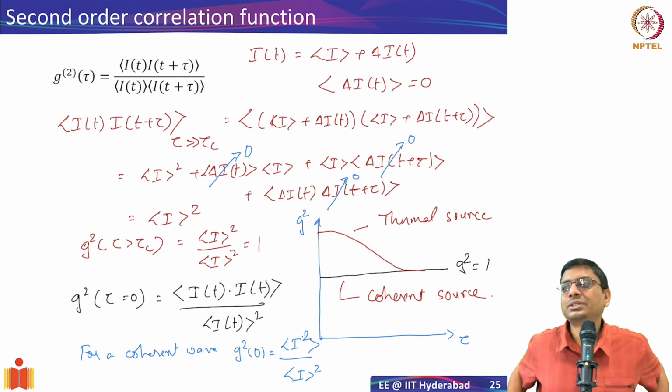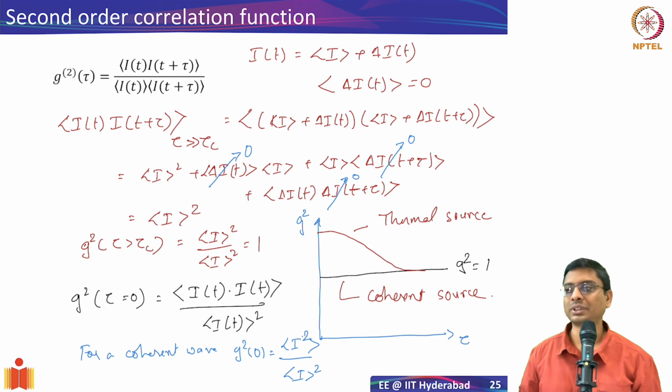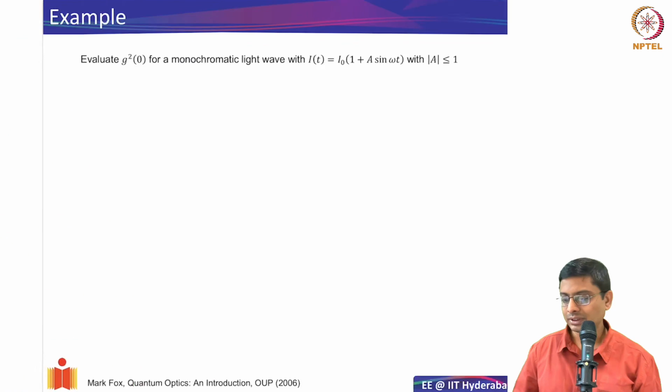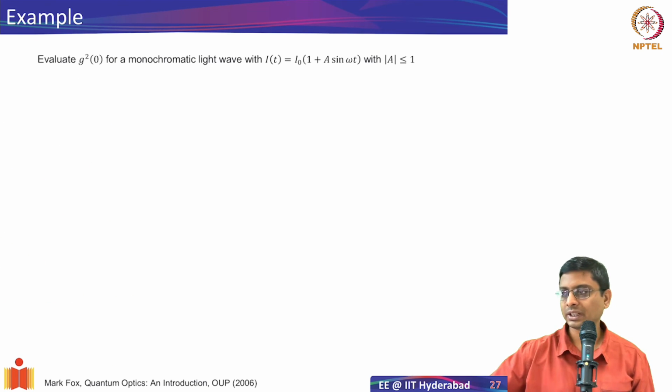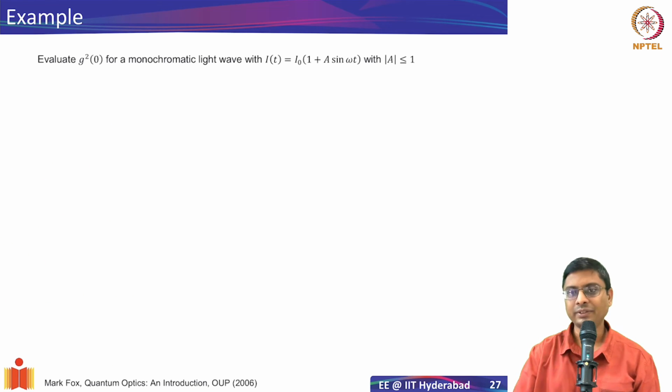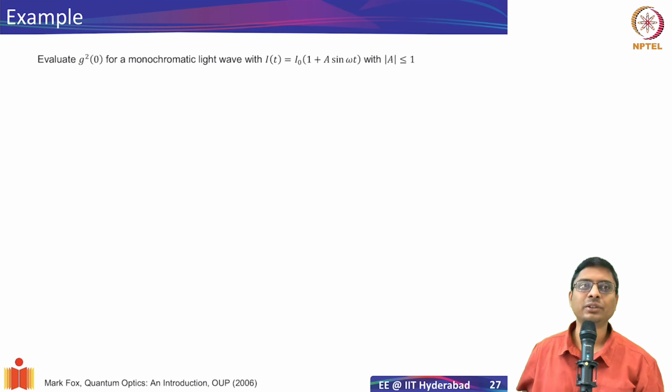Coherent source, I mean, there's no intensity fluctuations, right? So you get I square, mean value is equal to that. Okay. So let's just take one example. I just wanted to introduce this concept of a correlation function, and next week we'll go into further details about this coherence function.